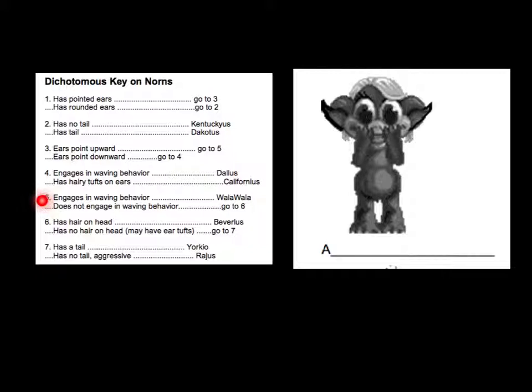Engages in waving behavior or does not engage in waving behavior. Is he waving? No. So go to 6. Has hair on head, has no hair on head. Has hair on head. So his name is Beverless. So write the name in. And then it is pretty easy.